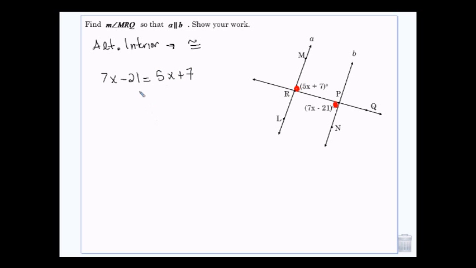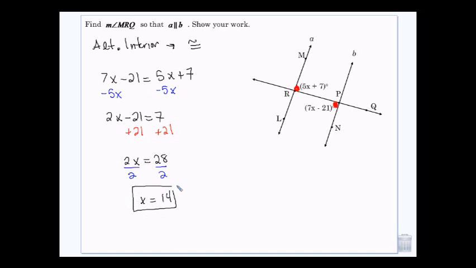Okay. So then I'm just going to solve it. So 2x minus 21 equals 7, plus 21, 2x equals 28, divided by 2, x is 14. This is the only value that x can be that will make these lines parallel.